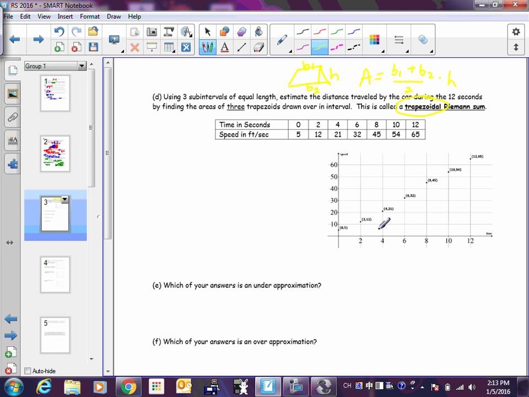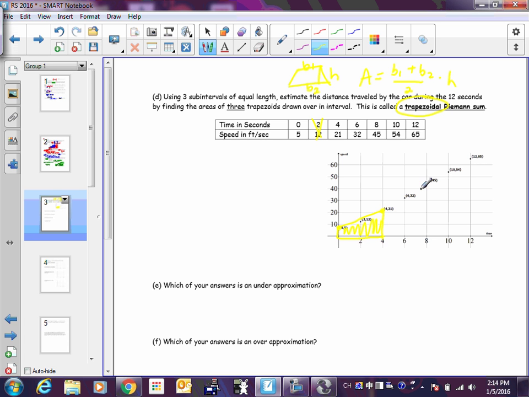Okay, so this is what it looks like on the actual graph. Still 3 subintervals, so I'm still going to be dealing with 4. But look what's going to happen here. I'm going to connect these 2 points. Now, I may or may not go through this point. I don't really care. I'm not even really looking at that point when I do trapezoidal. That's only for midpoint. So I'm trying to figure out what is this area.